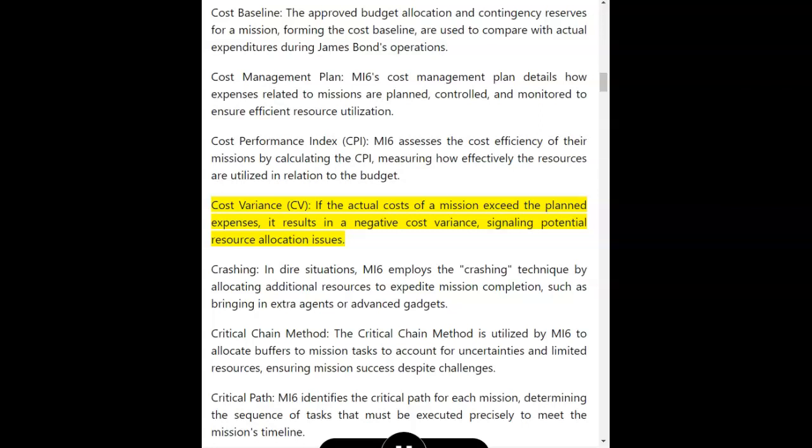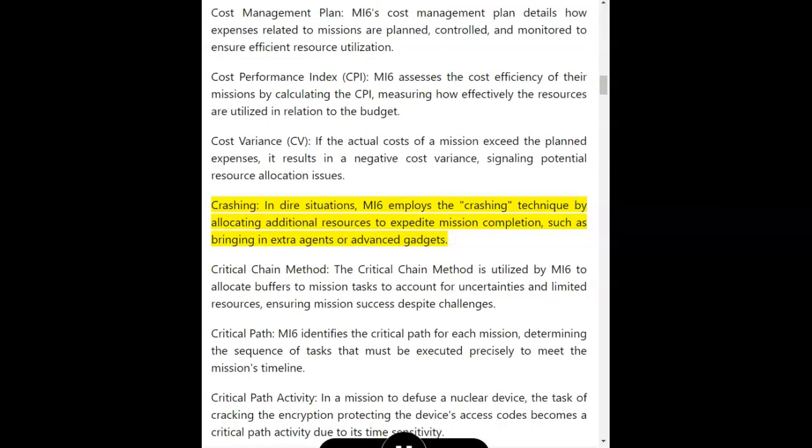Crashing. In dire situations, MI6 employs the crashing technique by allocating additional resources to expedite mission completion, such as bringing in extra agents or advanced gadgets.